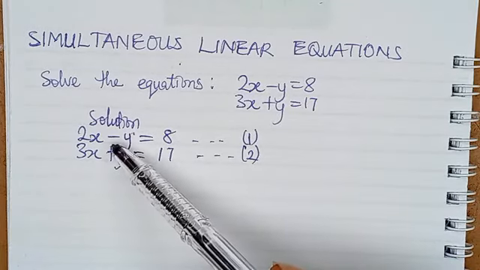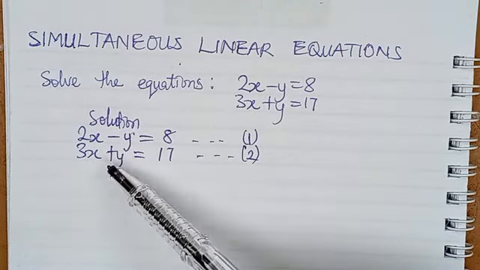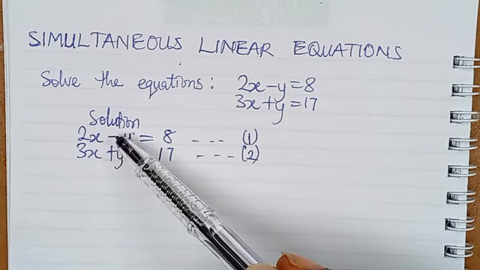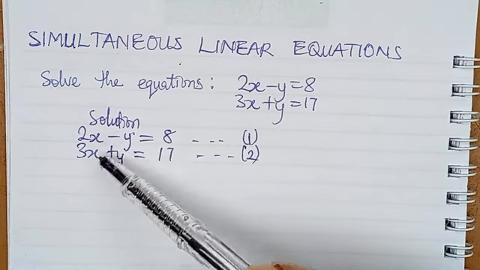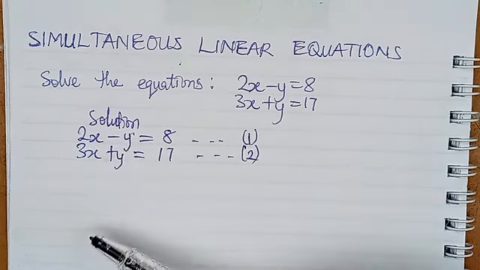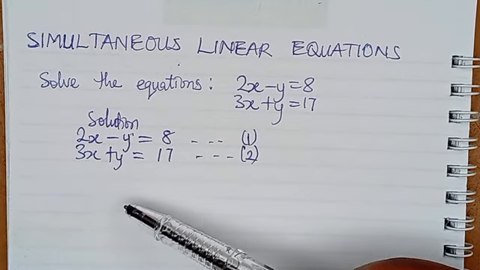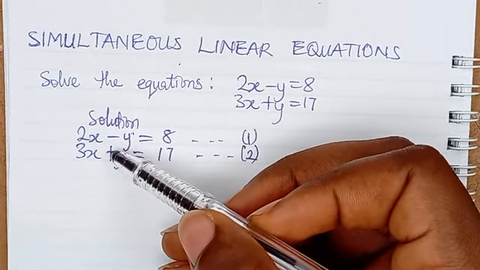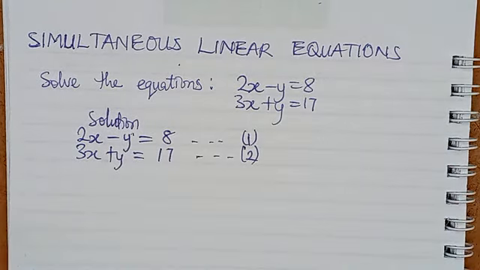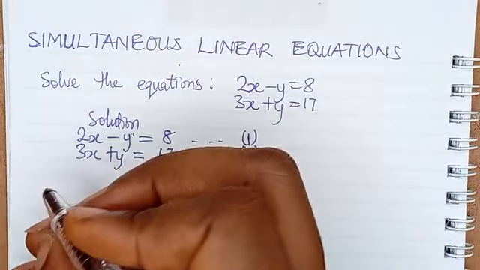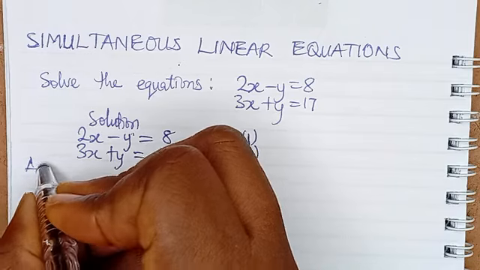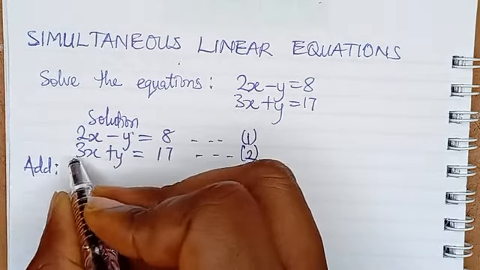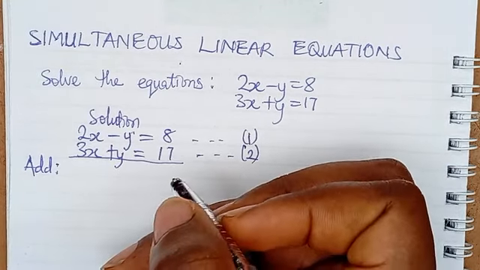We can see that this is -1, this is +1 as the coefficients. So when we add coefficients carrying opposite signs, we eliminate them. That is, they equate to 0. So saying -1 plus 1 is going to give us 0. So what we are going to do is add. We are going to add equation 1 and equation 2.